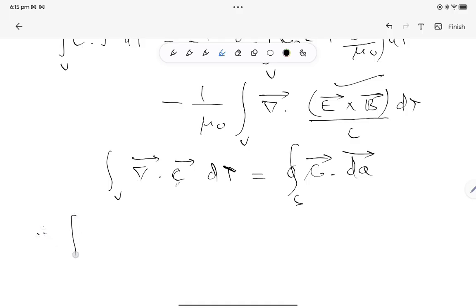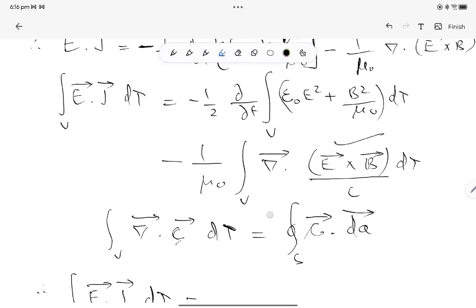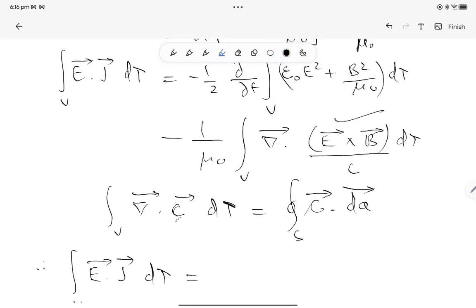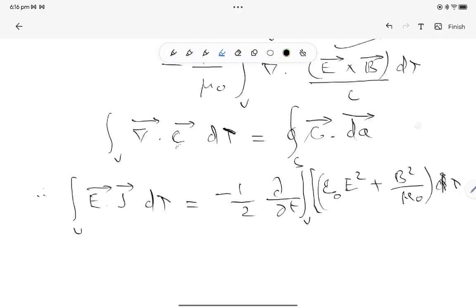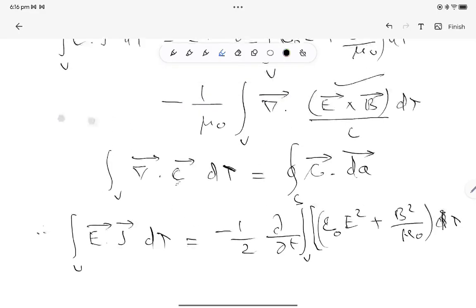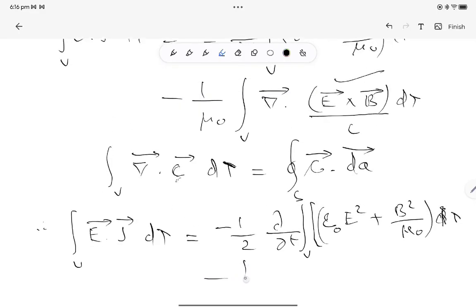Therefore, you have the integral over V of E dot J d tau is equal to minus 1 by 2, 1 by 2 del by del t of the integral over V of epsilon naught E square plus B square by mu naught d tau, and then lastly this minus 1 by mu naught.